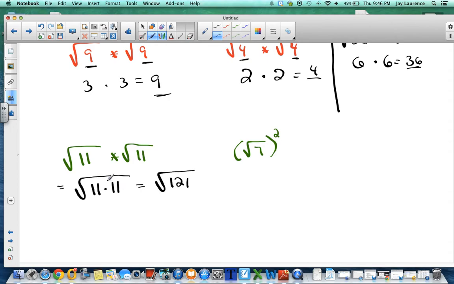Where did I get 121 from? Well, I multiplied 11 times 11. And the square root of 121 is a perfect square. Remember, I listed them up there before? Hopefully you wrote them down. So the square root of 121 is 11.